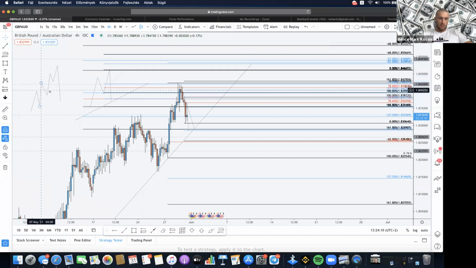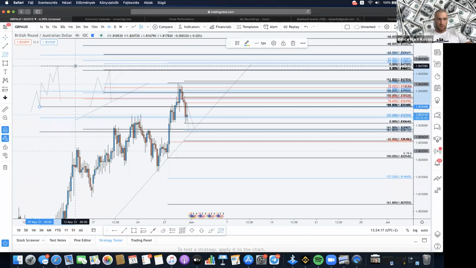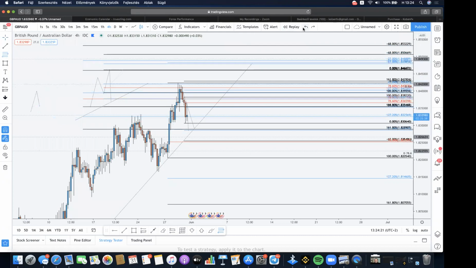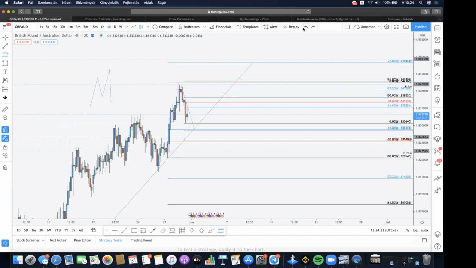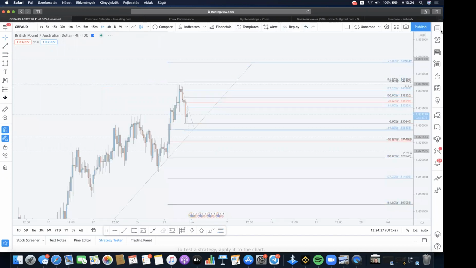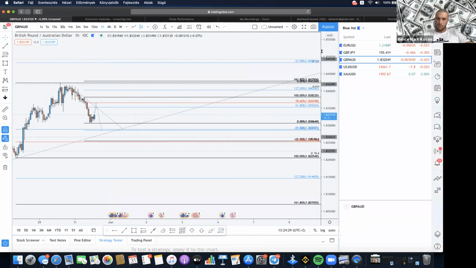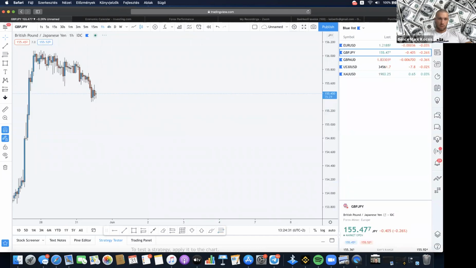You know, this one is not valid for me. Basically, this is what you see now on the chart. Okay, let's go to the next one, GBP/JPY.